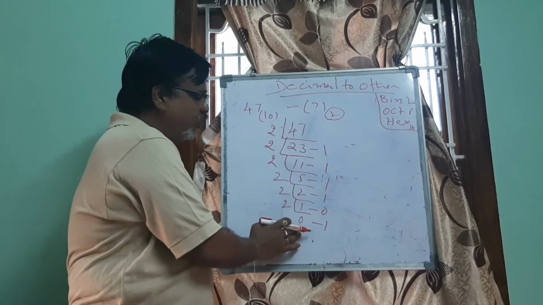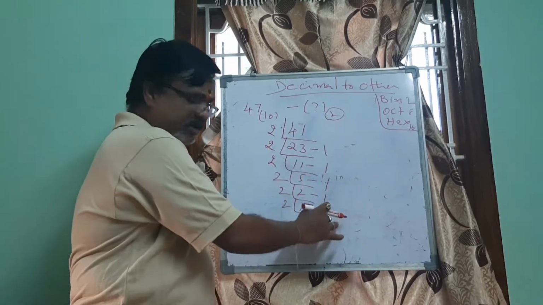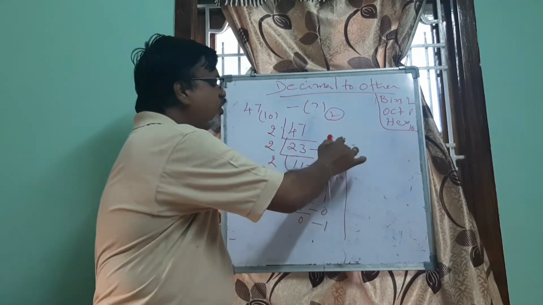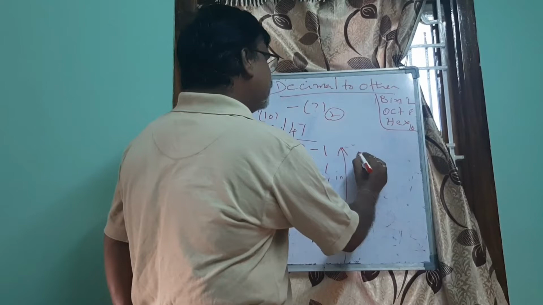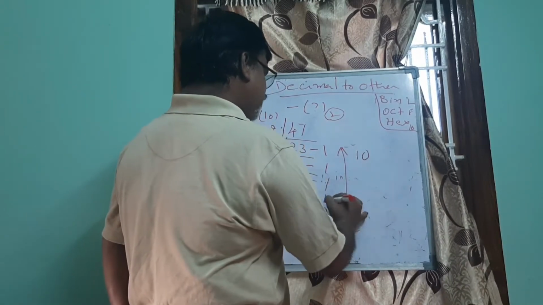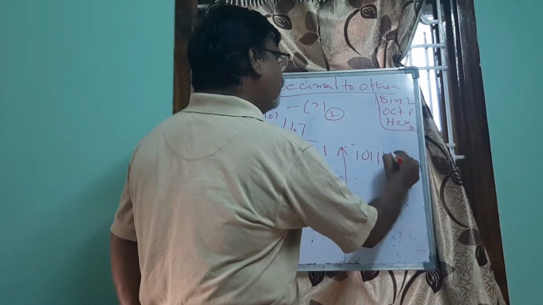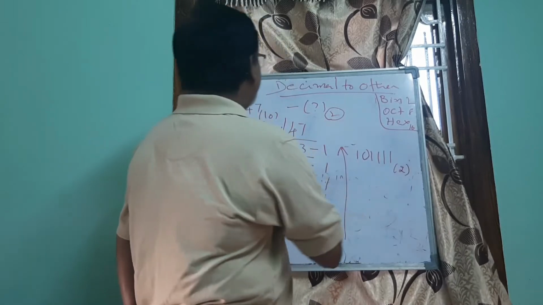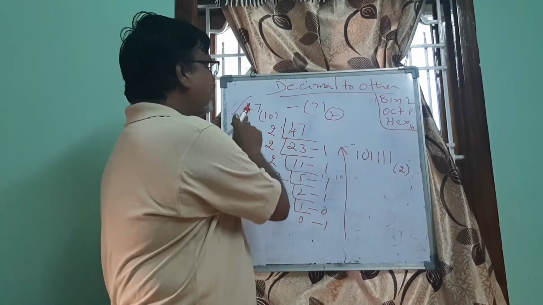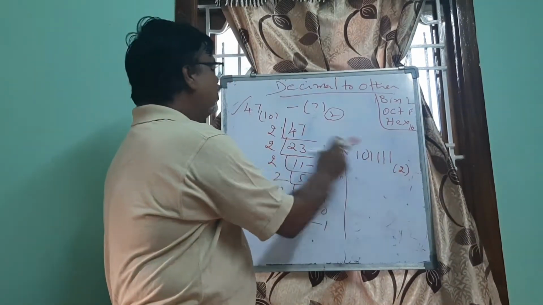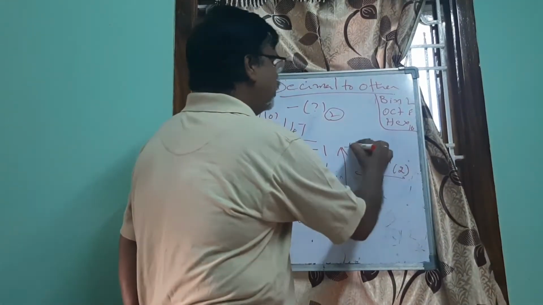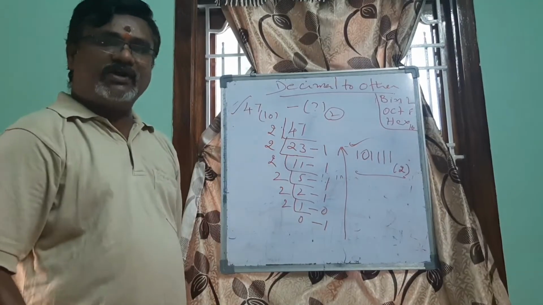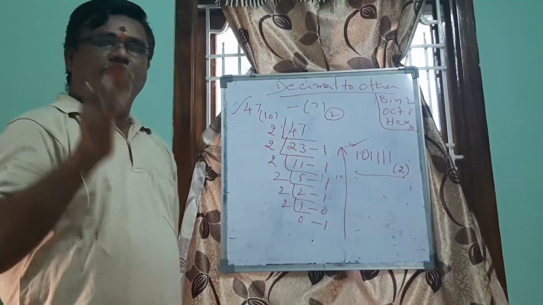After you get the quotient as 0, whatever remainders you got, you have to write them in reverse order. So if you convert this in the reverse order, the result is 101111 base 2. So the 47 equivalent binary value is 101111 base 2. So if 47 is given as a decimal, its equivalent binary value is 101111 base 2. So this is the way how you convert a decimal number to a binary number.